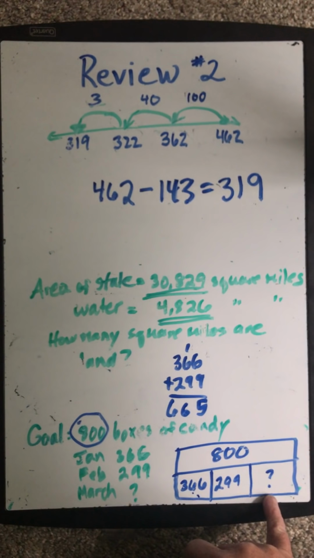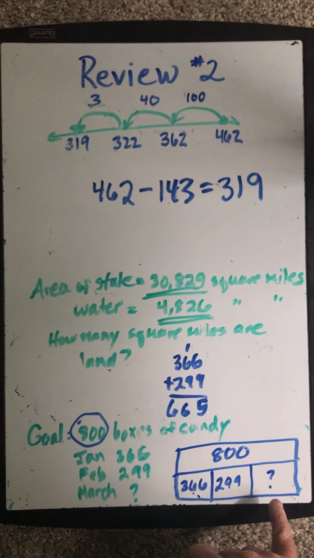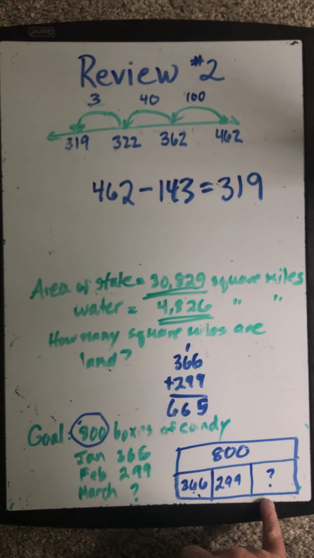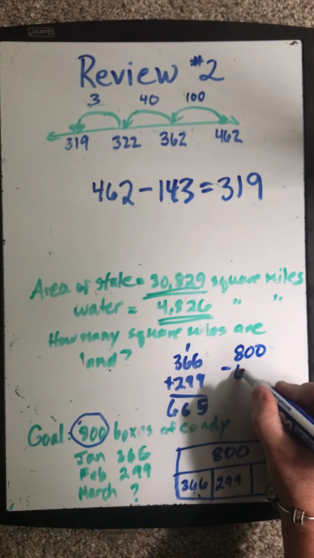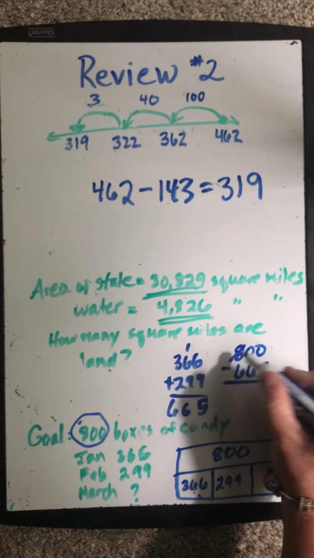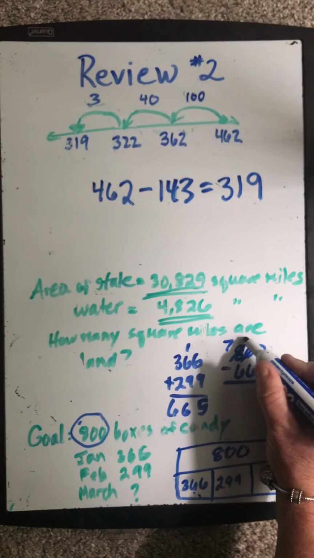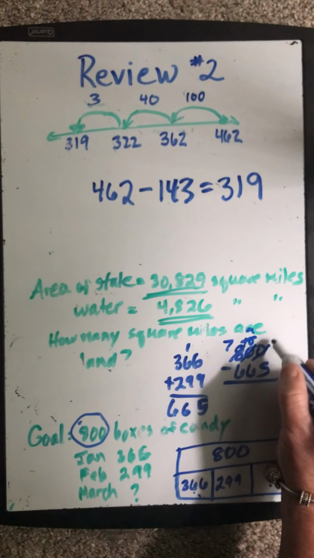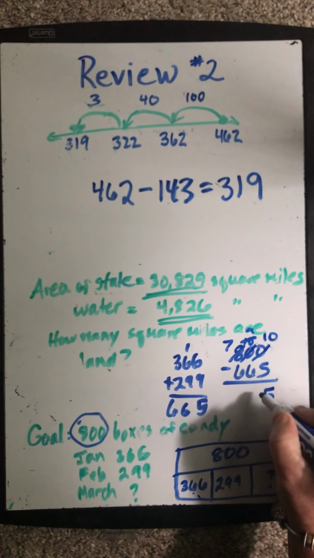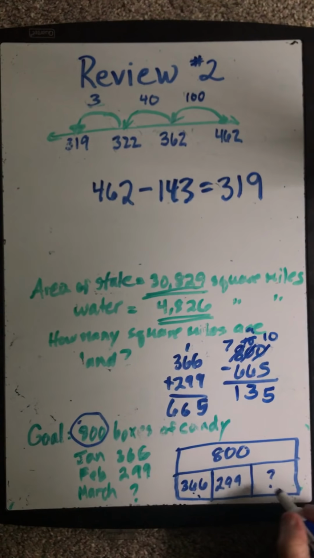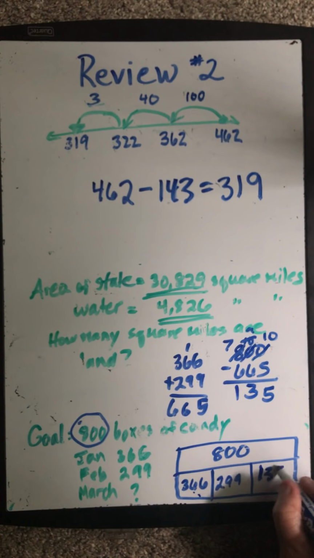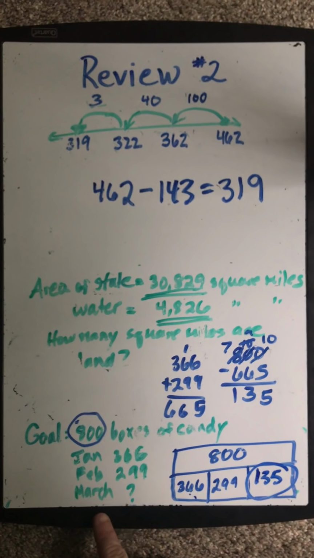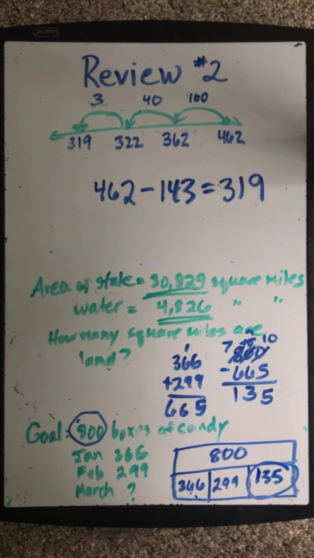So in order now to figure out what our missing number is, we're going to subtract this from the goal. So we're going to take the 800 and we're going to subtract 665. Okay, I'm going to make that a 7. It's a 10, then a 9, and then this is a 10, 5, 3, 135. Okay, they have to sell 135 boxes of candy in March in order to reach their goal.